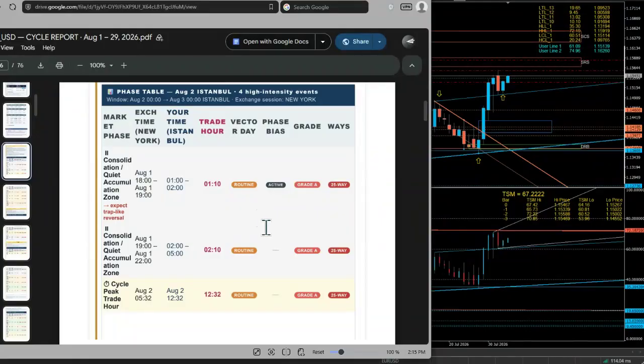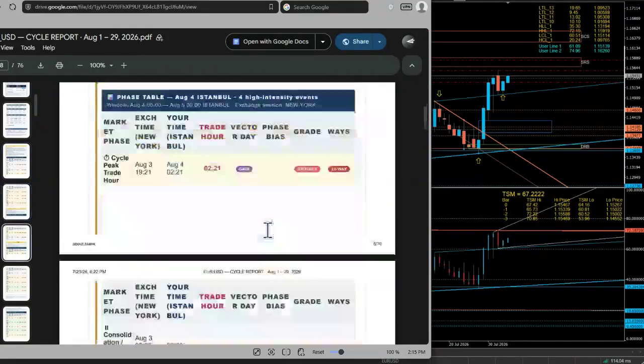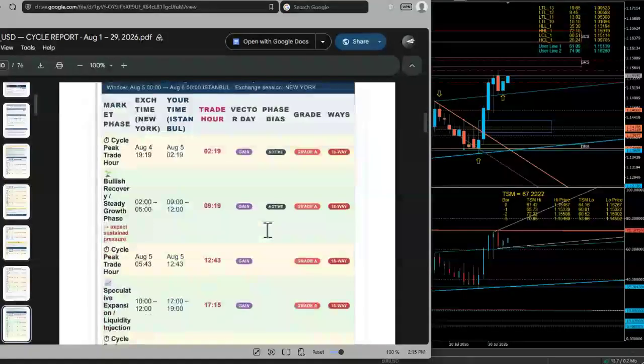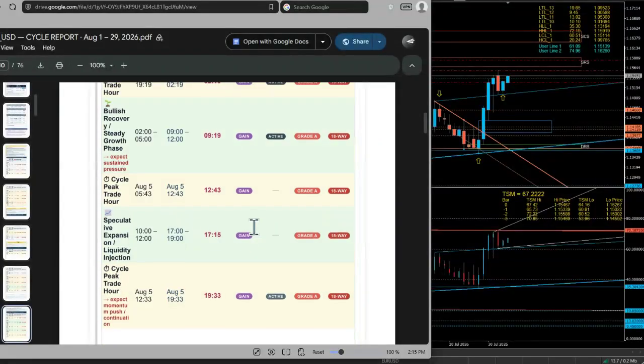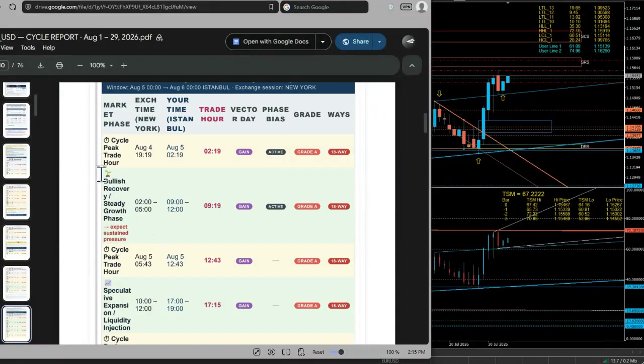So also Wednesday is a gain day, right? Let's take a look. Sneak into Wednesday. Wednesday is also a gain day. So I said, guys, we just need to look into these levels, okay? And then if there's a good zone, we should get in. Bullish recovery, steady growth phase at 920. And I talked about specifically this time period and 1245 as a peak cycle trade hour, because we should be having a gain day and we should just follow it through.